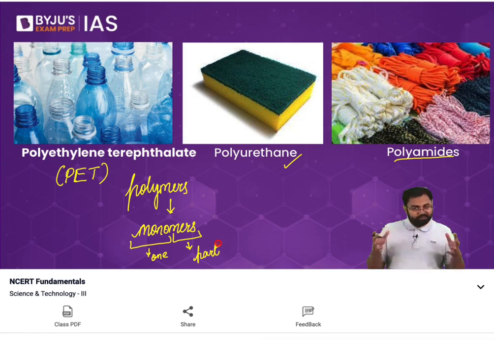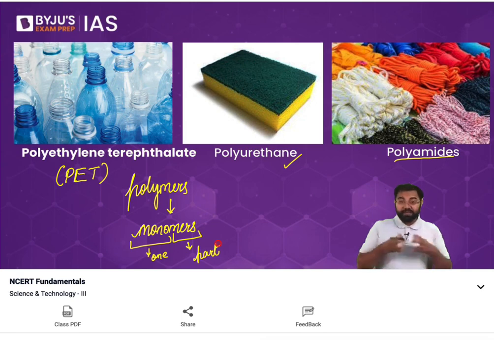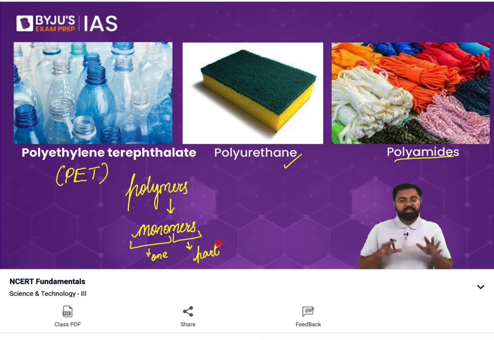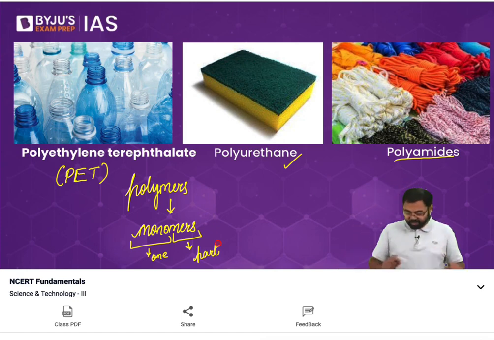And then when many units of these monomers come together and make a material, in that case it will be called a polymer. So in all these cases, you can say that in one way or the other, these are polymers which are made of all these monomers. All right.